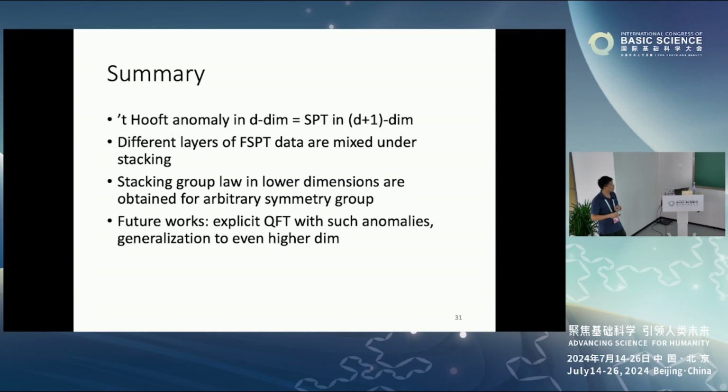So the future work may be, for example, how do we write down an explicit quantum field theory on the boundary to realize these 't Hooft anomalies, so that it matches our classification result, or how to generalize into even higher dimensions. That's the part. Thank you.